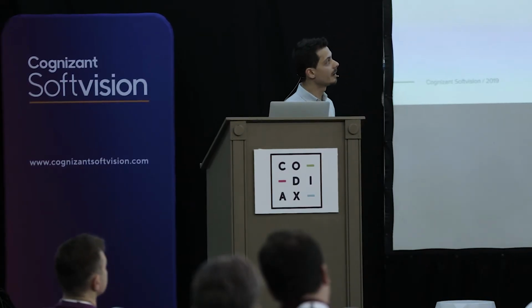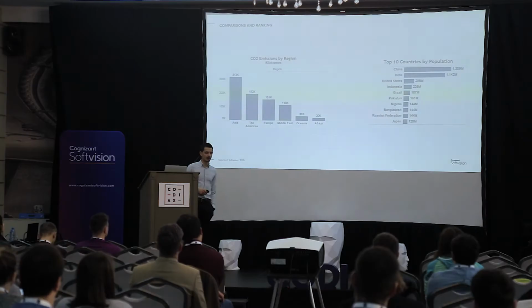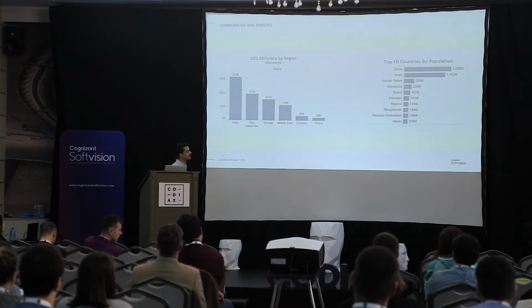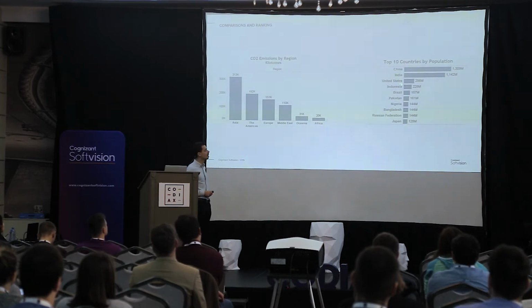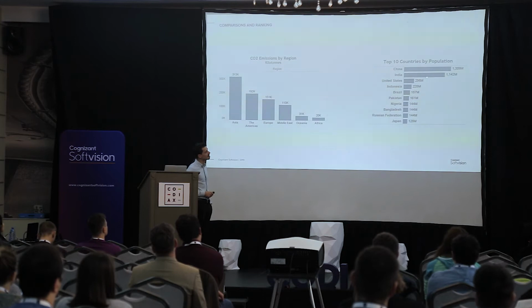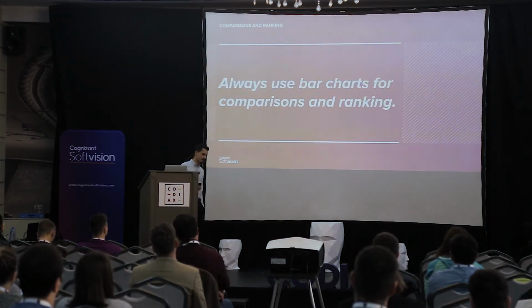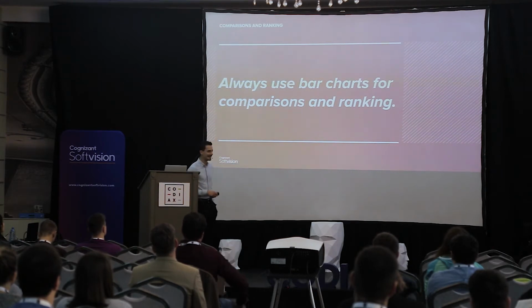Another way of showing ranking or comparisons is to use a horizontal bar chart. Again, pretty easy to see which is the first one. Using these bar charts also helps you create a sense of volume. So I can see United States is approximately 1/3 of India in terms of population. Always use bar charts for comparisons and ranking. Trust me, others don't really work. You'll see later.